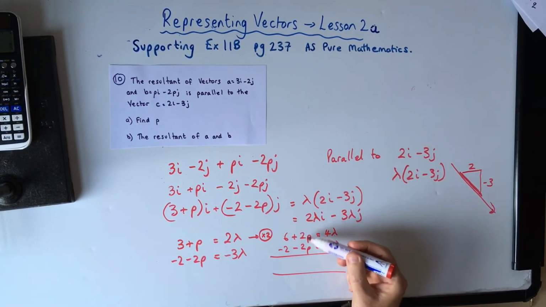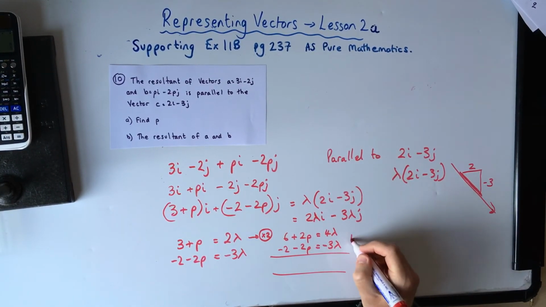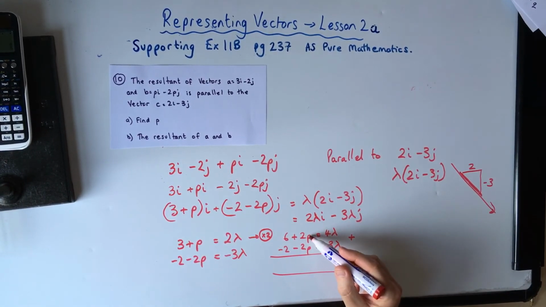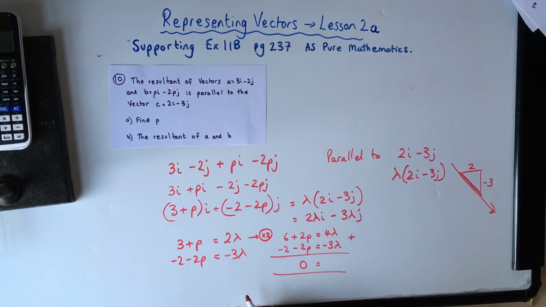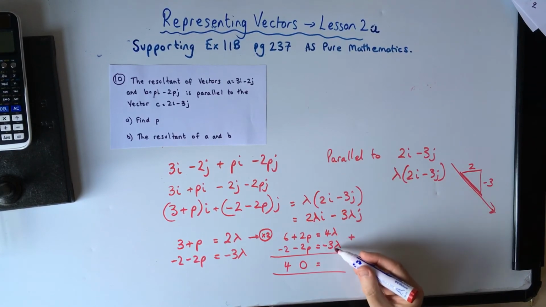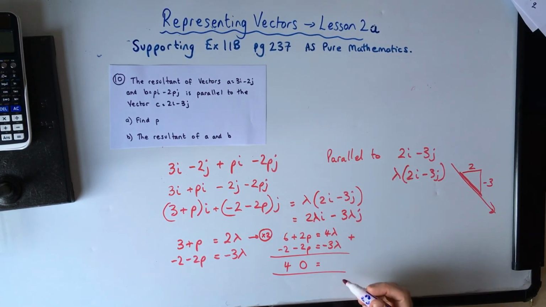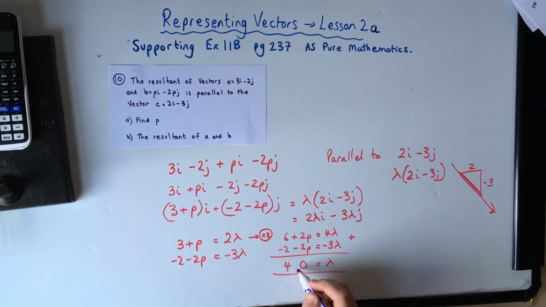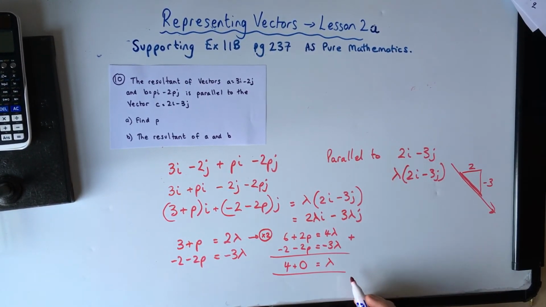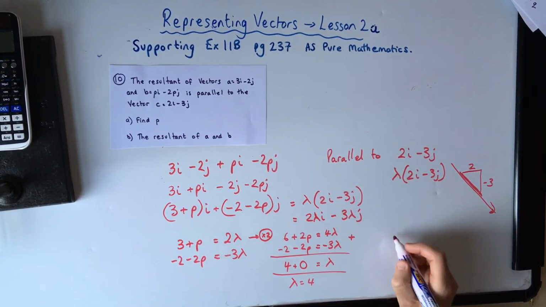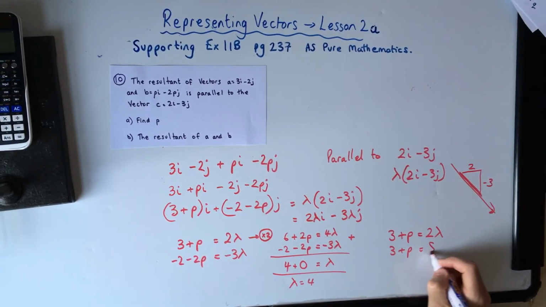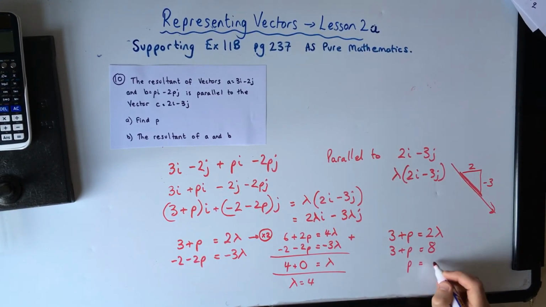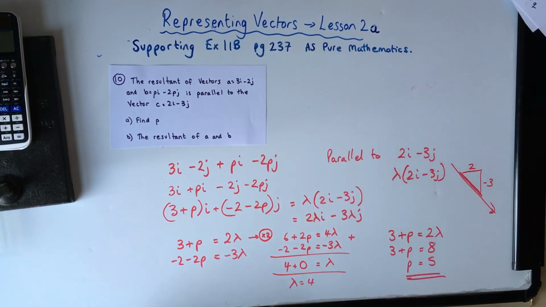You can see why I did that. Well, I hope you can. Okay, because I've got the same coefficient of p now, and if I add them together, I've got a plus 2p minus 2p, which gives me the 0, which is what I was after. 6 add minus 2 is 4, and 4 add minus 3 lambda is lambda. So lambda is equal to 4. Okay, so now we know that lambda is equal to 4. We've got 3 plus p is equal to 2 lambda. We know lambda is equal to 4, so 3 plus p is equal to 8, so p is actually equal to 5, isn't it?